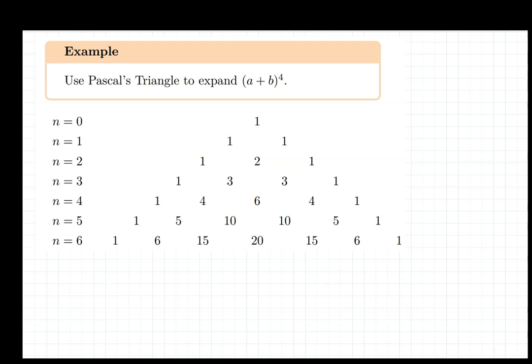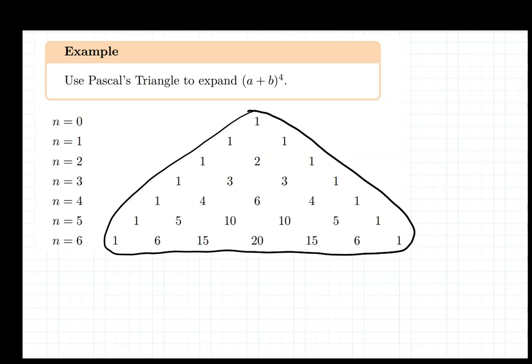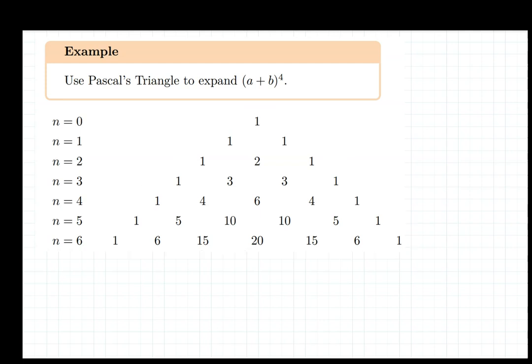This example says use Pascal's triangle to expand a plus b to the fourth power. Now, if you don't know what Pascal's triangle is, it's depicted below. So this thing here is Pascal's triangle, and the outer edges of Pascal's triangle all have entries of the number 1. And the way that you get the other entries, other than the first and the last entry in each row, is by adding the two numbers that come above it.